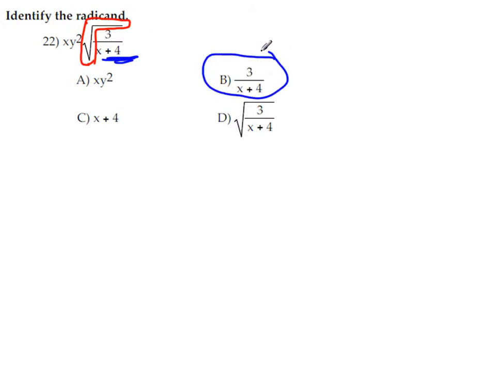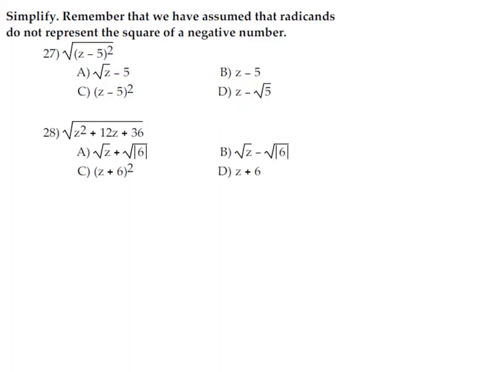Choice B, this guy's silly because the radical's there. We don't have a radical in a radical. The radicand is the piece that is under the radical, and this is on the outside. Crazy talk. I don't even know what's going on there. Okay? Alright.